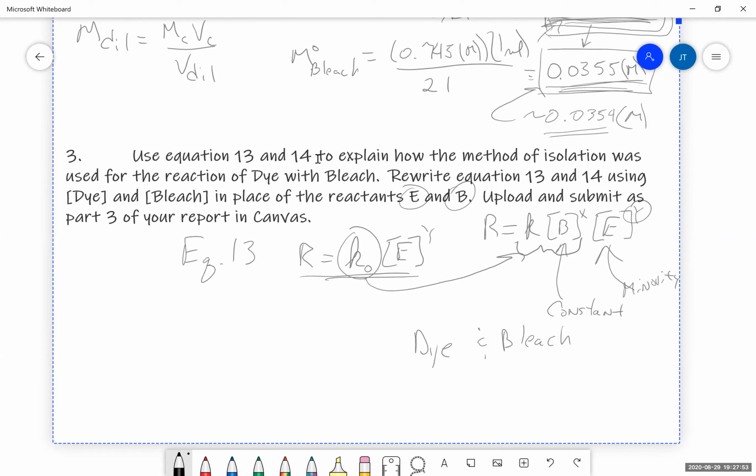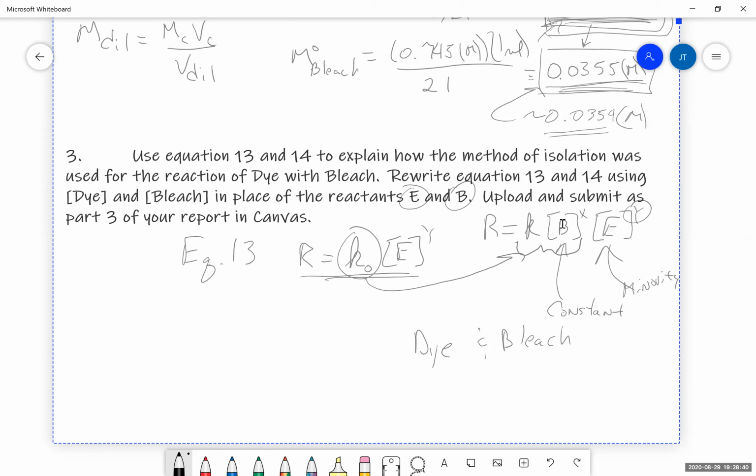Use equations 13 and 14 and rewrite it in terms of the bleach and dye. So here I have equation 13 from the background. It says that the rate should equal this K0 times e to the y. Now for the background, they say, okay, we're going to be using this reaction E plus B. So the overall equation for this reaction should look like this guy right up here. Rate equals k times b to the x times e to the y.